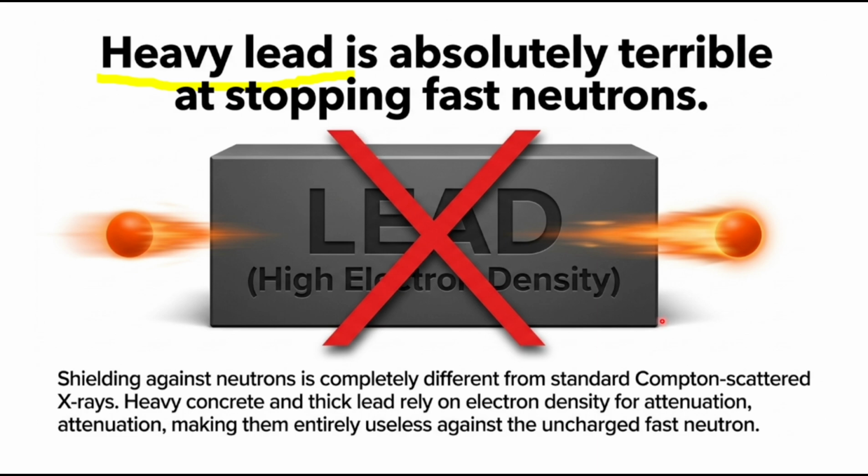Listen very carefully. Heavy lead is absolutely terrible at stopping fast neutrons. Why is that? Neutrons are completely uncharged particles. They do not care at all about the dense cloud of electrons inside the lead. They simply fly right past those electrons without interacting. Because they ignore electron density, materials like solid lead become almost entirely useless against these neutrons. So, if our standard heavy metals fail, what should we actually use to stop them?